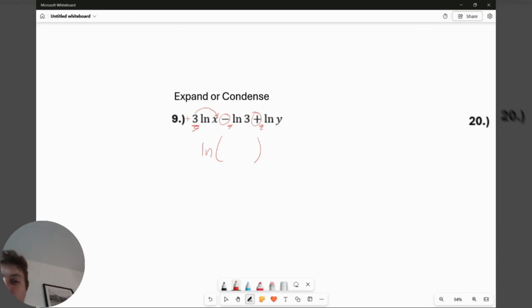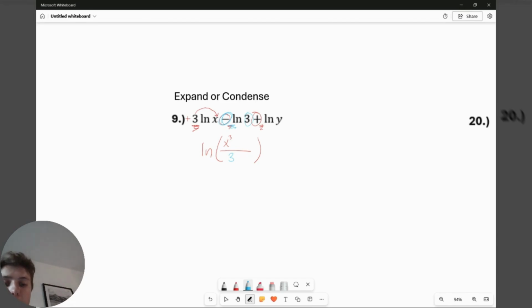So what I notice is there's this positive 3 natural log of x. That tells me the x will be on top of our fraction, where the 3 is the exponent on it. The 3 in front is the exponent. I then notice this minus. Minus tells me the 3 will go on bottom of this log. There is no number in front, so there is no exponent on the 3.